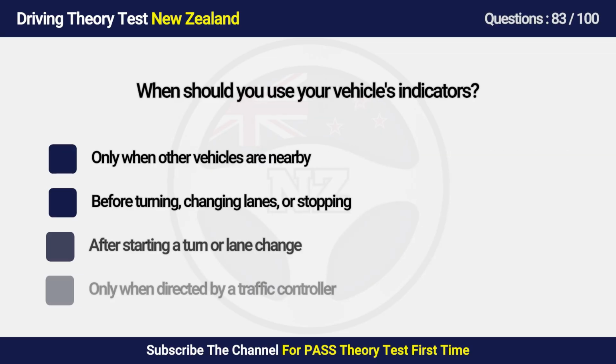Question 83. When should you use your vehicle's indicators? A. Only when other vehicles are nearby. B. Before turning, changing lanes or stopping. C. After starting a turn or lane change. D. Only when directed by a traffic controller.